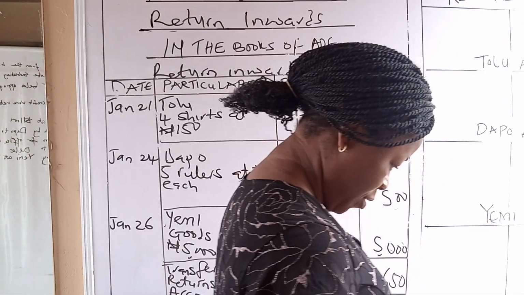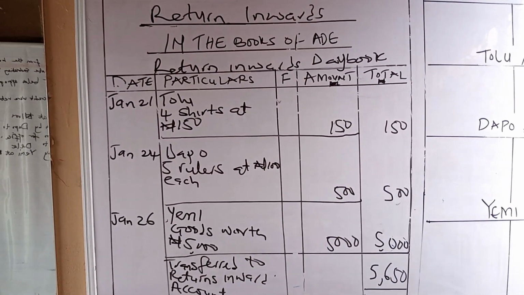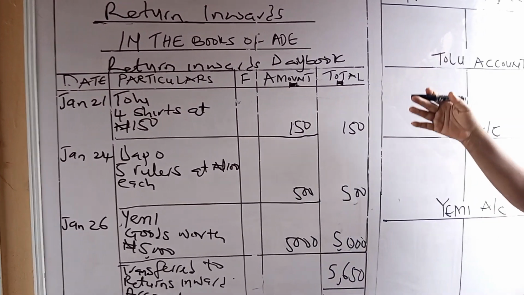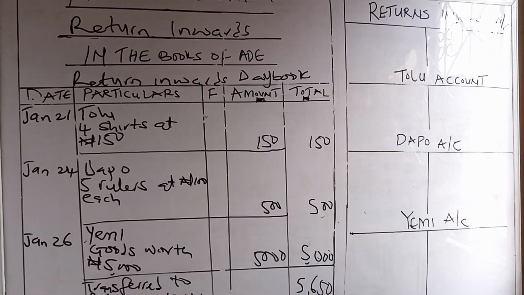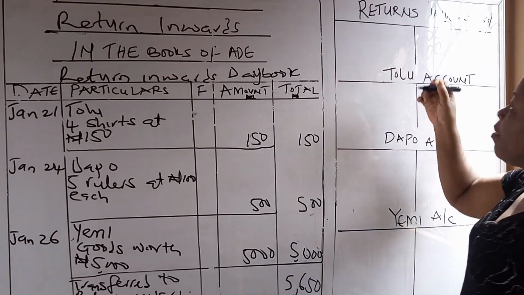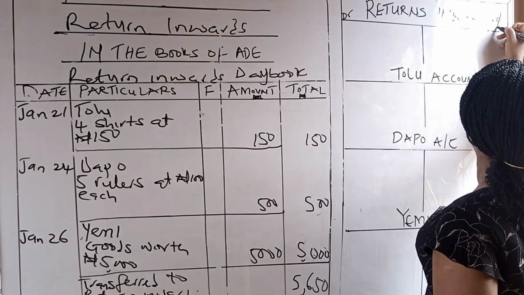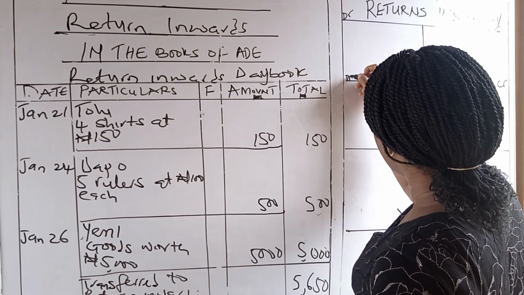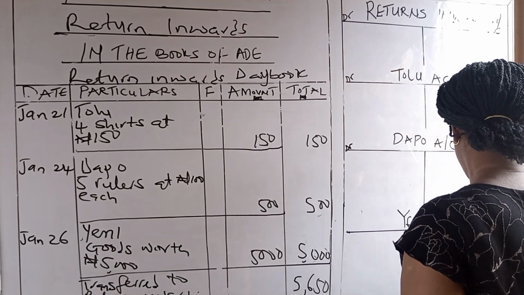So the next thing is to prepare the ledger entries of the transactions. Always write your debit on the left hand side and your credit on the right hand side.